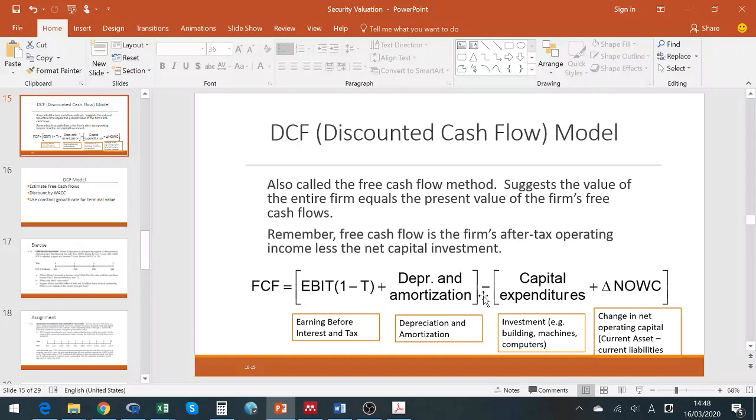Then minus capital expenditure. Capital expenditure is, in other words, investment. If you construct a new building, buy new machines, or buy new computers, you have to pay for it, so it's minus. Then minus the change in net operating capital, which is current assets minus current liabilities. I don't want to get into this detail; it's more detailed accounting. So this is how you calculate free cash flow.